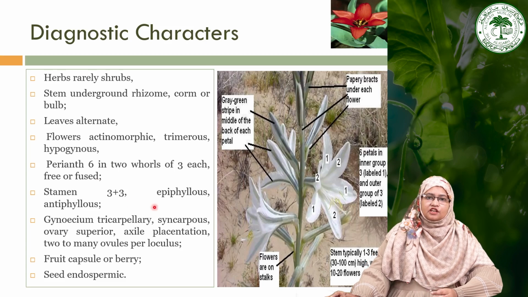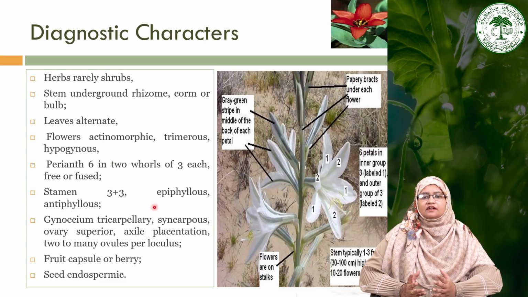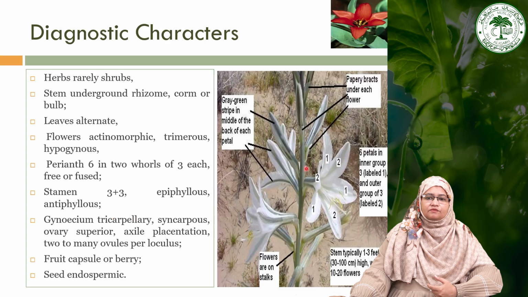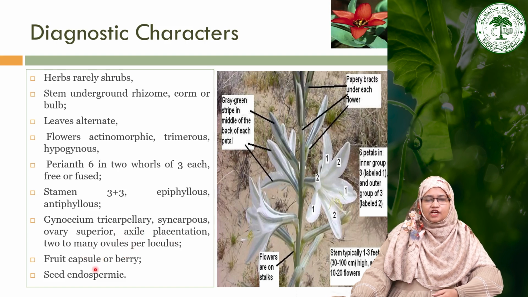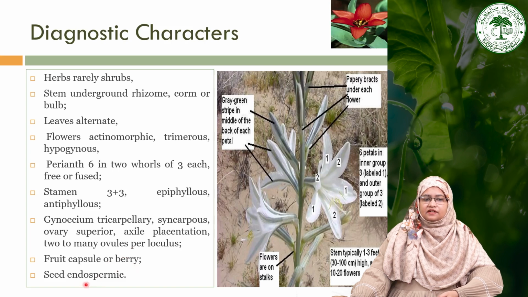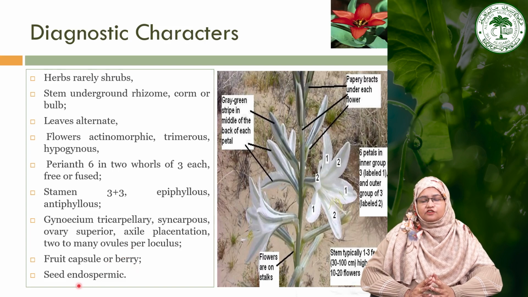Stamens are also 6 in number, also arranged in 2 whorls, and they are epiphyllous, that means they are attached to the perianth, and generally they are antiphyllous, that means they are opposite to the tepals. Then gynoecium is generally made up of tricarpellary syncarpous with superior ovary, and they have axile placentation with 2 to many ovules per locule. The fruit is generally a capsule, but they also have a berry as in the case of Asparagus, and the seed is endospermic.